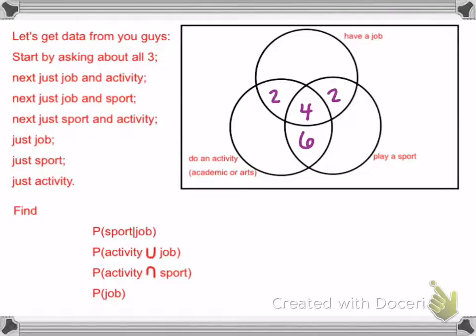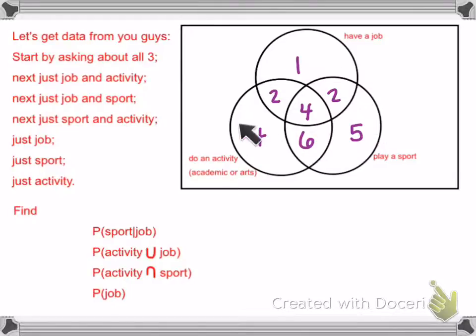Then I went through one by one and I said, okay, raise your hand if you play a sport. And I had 17 hands in the air, but I already have 12 of those 17 accounted for in this part of that sport circle, and so I just have 5 extra that are sport only. Then I did the same thing for job and activity. Job I had 9, so I had 1 left to count, and activity I had 16, so I had 4 left to count.